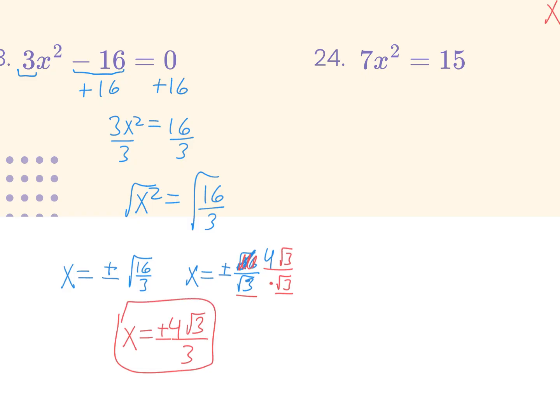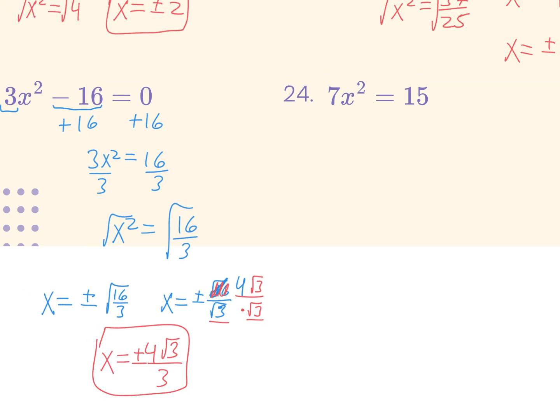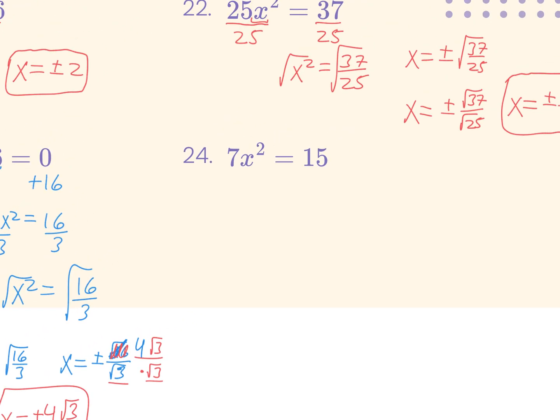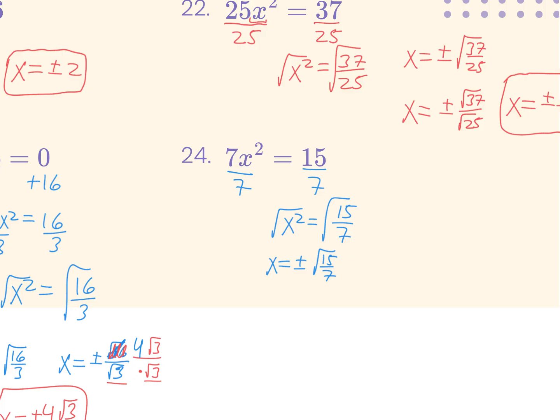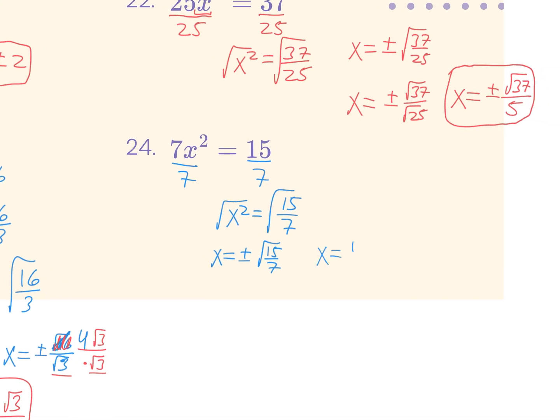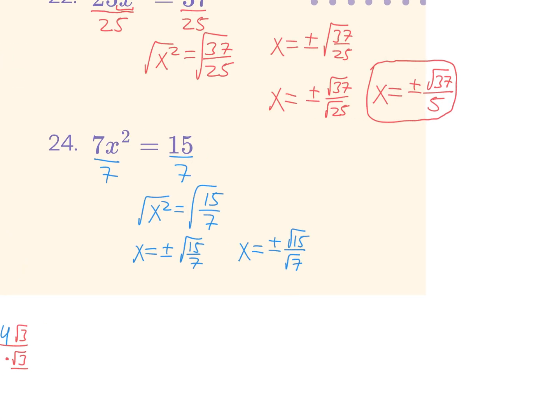All right. So then I can do the same thing with number 24. To get your x squared by itself in this case, I want to divide both sides by 7. And so I get x squared equals 15 over 7. And then I can square root both sides, and so I get x equals plus or minus the square root of 15 over 7. But again, you can split this up. This is going to be x equals plus or minus the square root of 15 over the square root of 7, and then you want to rationalize the denominator, so it's going to be times the square root of 7 and times the square root of 7.